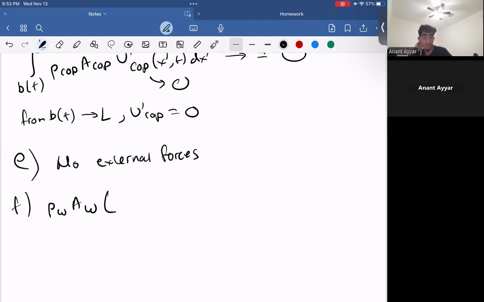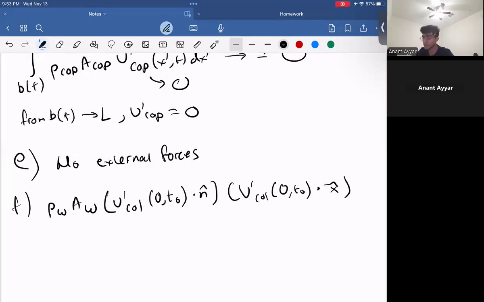and then this is the same thing as problems in homework 7. You take the velocity of the column, because that's what's driving the momentum outflow. This times the normal vector, and then the same thing on this side, 0 t naught times the x vector, because we're looking in the x direction. And in this case, we know that the normal is the positive x, which is equal to x over here. So then this simplifies to rho w a w b prime of the column at 0 t 0 squared, because they're the same term.